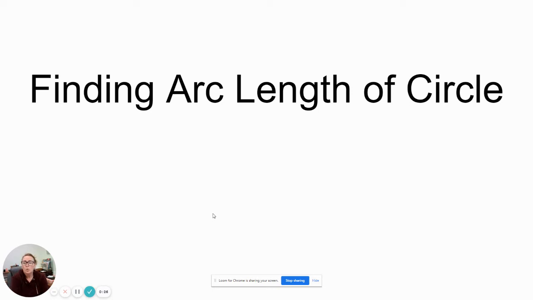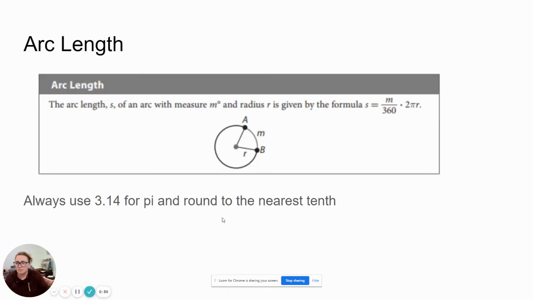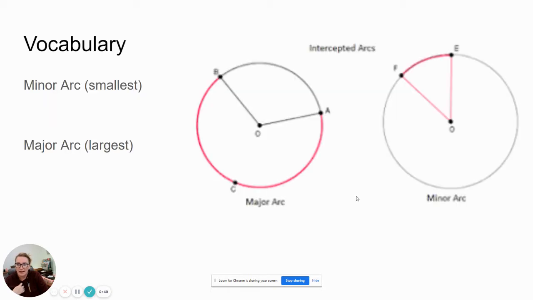All right, so we are going to be talking about arc length, and I'm just going to give you guys this formula, and basically it is going to be the circumference. You'll notice 2 pi r over here is the circumference, and then it's going to be like a piece of the pie, the measure of a circle, the degree divided by 360, okay? And the best example of it is this one right here.